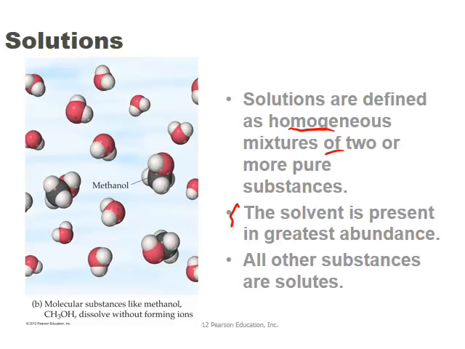Normally, solvent is the substance that is present in greatest abundance in a solution, and other substances are called solutes. Like when you add sugar in water, water is in large excess, that's the solvent, and sugar is in relatively smaller quantity, and that's the solute.